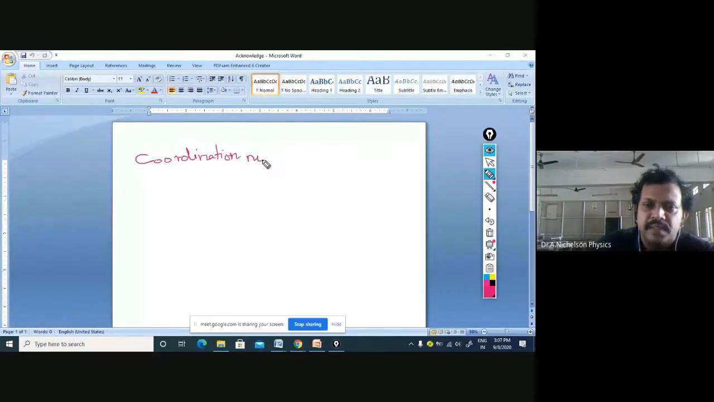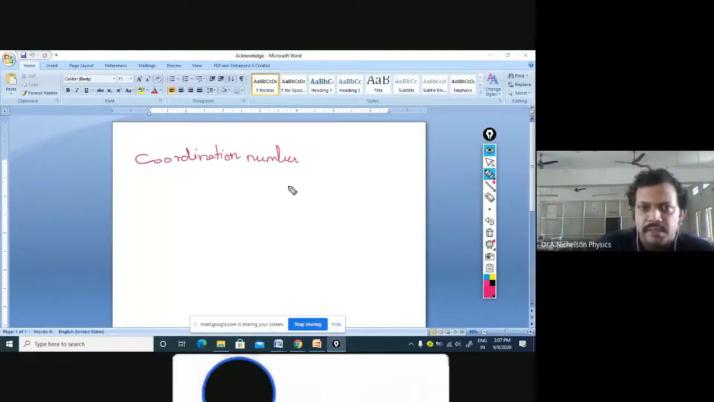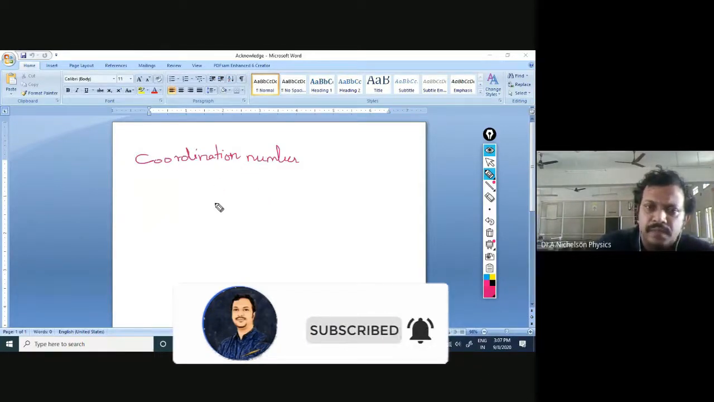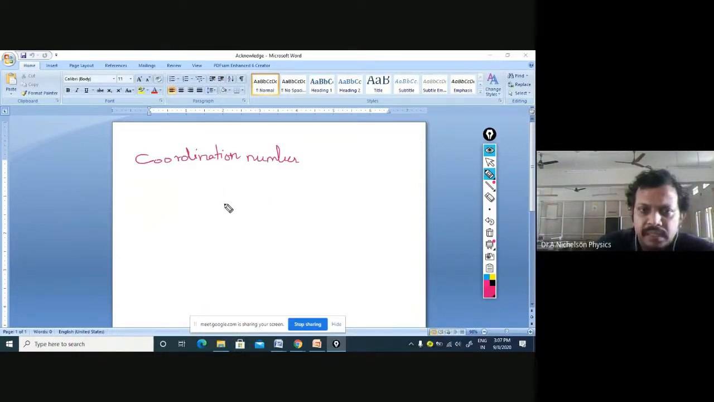So as I said, the atoms are present very tightly, the top 4 atoms and the bottom 4 atoms. So the 8 atoms are closely arranged. Now for the coordination number, you can consider any one of the atoms of this particular crystal structure. So you can take any one of the atoms. So here let me draw one cube first.